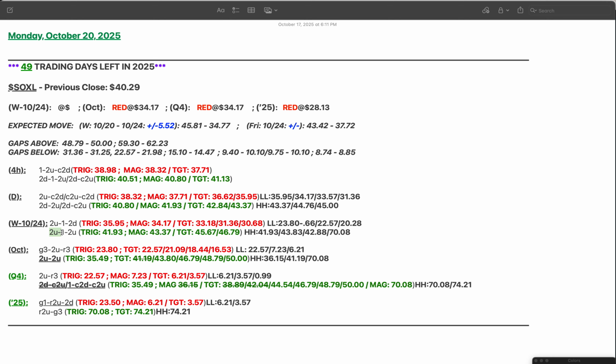31.36, and 30.68 to the downside. If we go to the upside, that triggers a 2-1-2 up, triggering at 41.93 with a magnitude of 43.37 and extended targets of 45.67, 46, and 46.79.